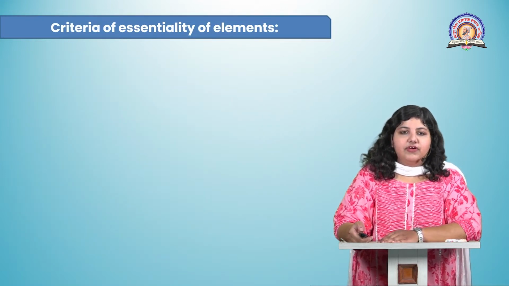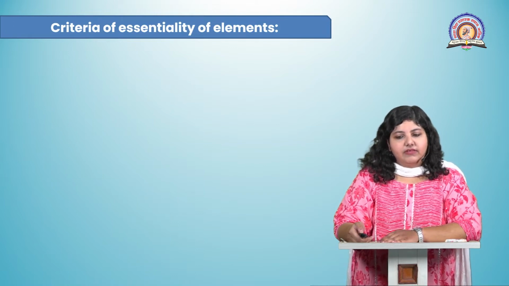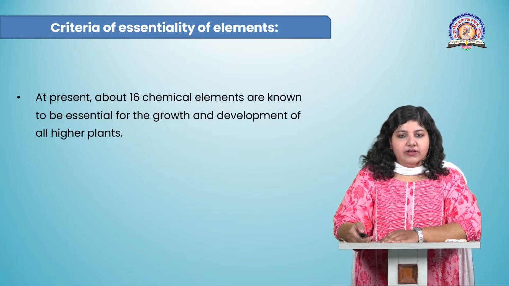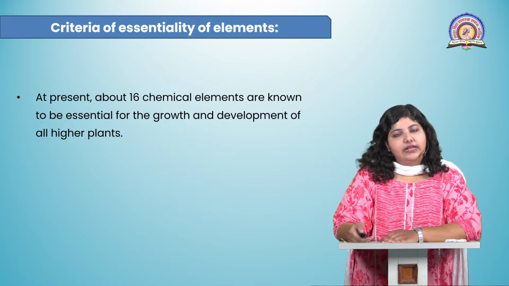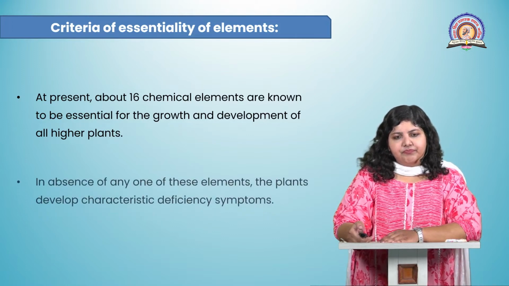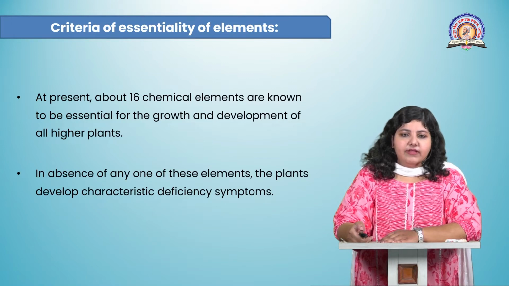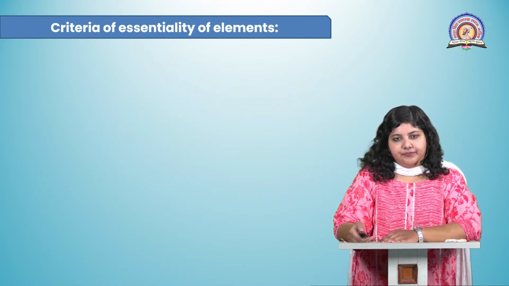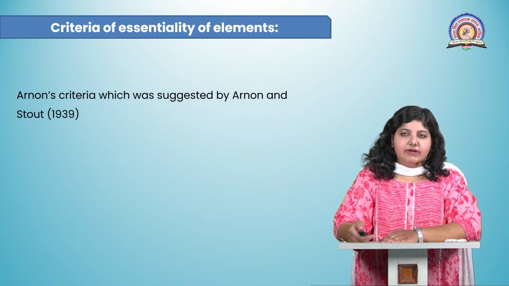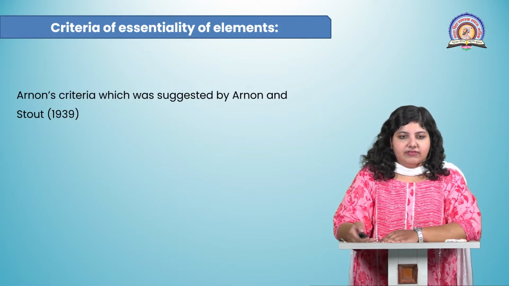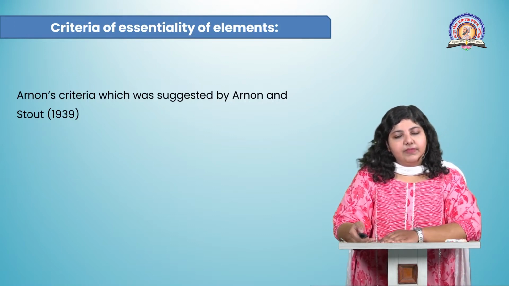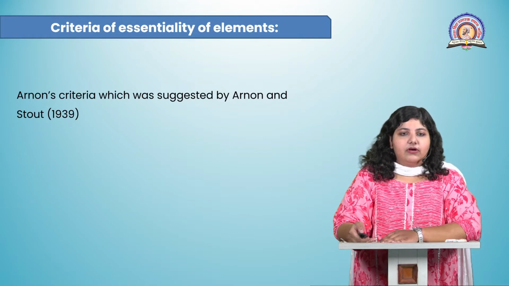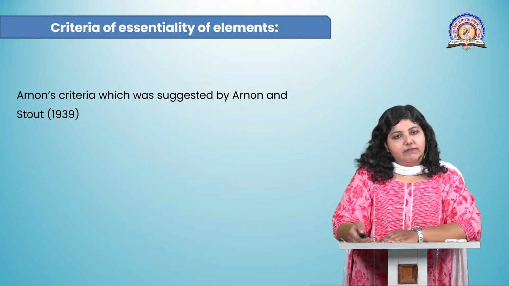Now, to determine which of these elements are essential for the plants, there are some properties. At present, only 16 chemical elements are known to be essential for the growth and development of higher plants. In absence of any of these elements, the plants develop characteristic deficiency symptoms. To determine which element is essential, a criteria was suggested, known as Arnon's criteria, suggested by Arnon and Stout in 1939. So there are three principles by which the essentiality of elements can be determined.